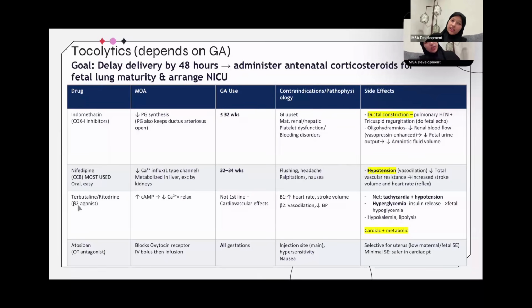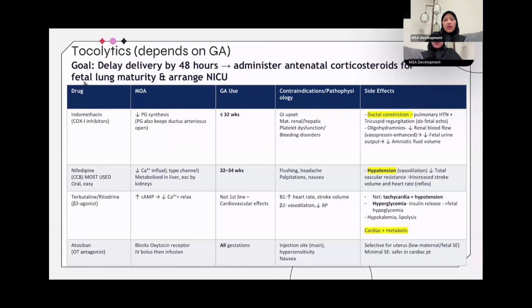Beta 2 agonist. If you stimulate that, you will increase the cAMP pathway. Remember, it will block the MLCK pathway. Then you have oxytocin, so you want to antagonize it with atosiban. Ban is like you're banning the oxytocin, and that is stopping the oxytocin from contracting the uterus.